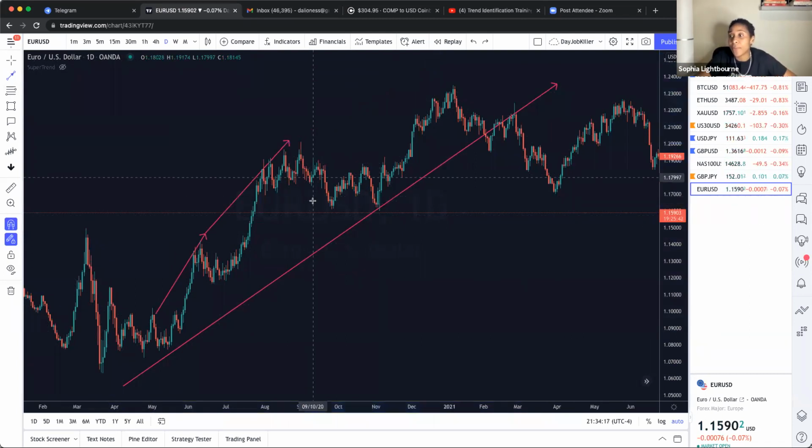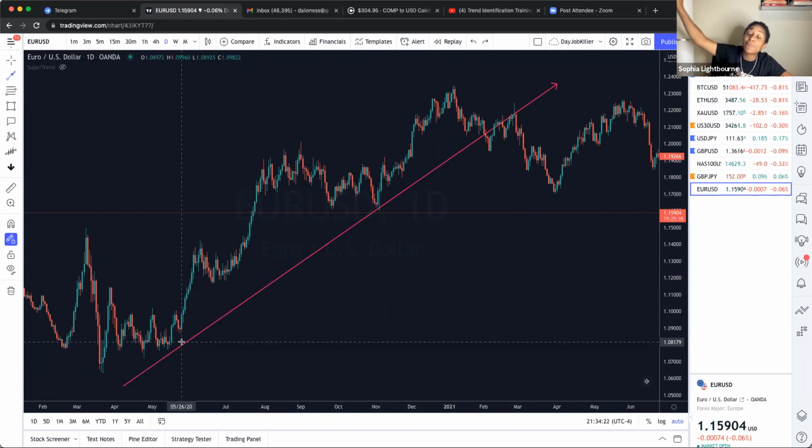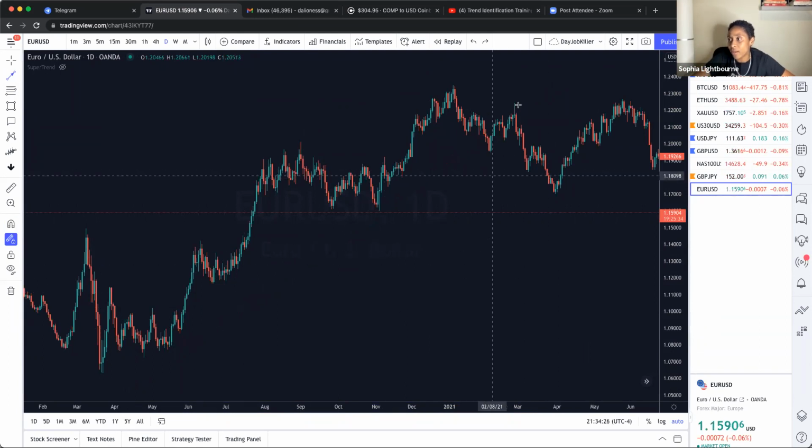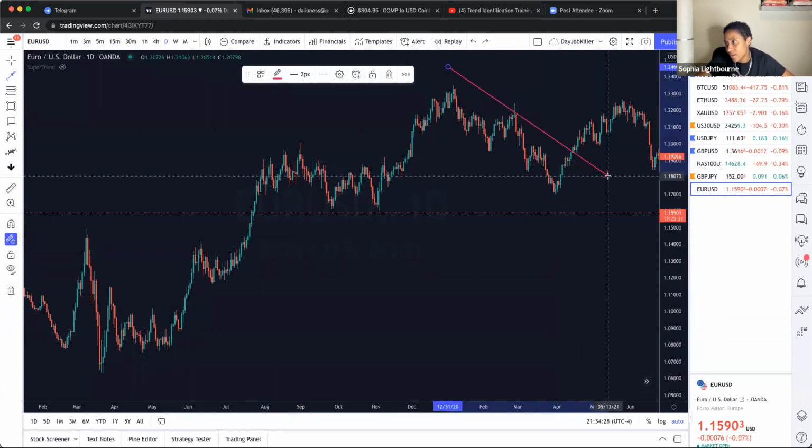Okay, you're drawing it from the bottom. So remember, trend lines in a market that's in an uptrend, you draw the trend line from the bottom. If you're in a downtrend like this, you draw the trend line from the top. That's key, y'all. You got to know that. Okay, draw the trend line from the top if it's a bearish market, or the market's going down. Draw the trend line from the bottom if it's going up.